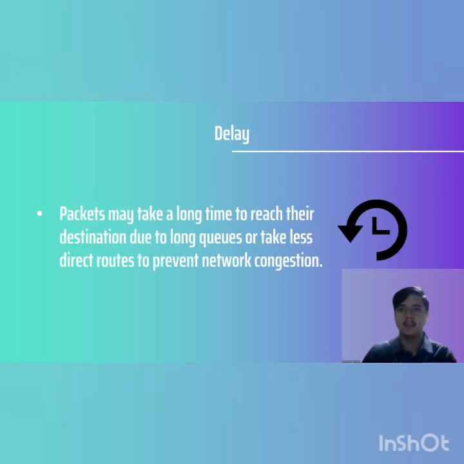Delays. The packets may take a long time to reach their destination due to long queues or take less direct routes to prevent network congestion.